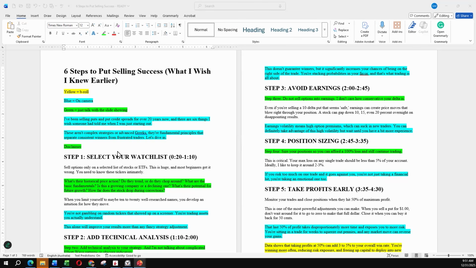Step four is to size your position so you can afford a 100% loss and still continue trading. This is critical and often overlooked. Your max loss on any single trade should be less than 5% of your account. Ideally, I like to keep it to around 2 to 3%. So if one particular trade blows up on you, you've only lost maybe 3% of your account. It's not the end of the world. If you risk too much on any one trade and you take a big hit, it's not just a financial hit, it's also an emotional hit as well. And it can be tough to recover from. It can be really damaging to your psyche when it comes to trading, which is very important as well.